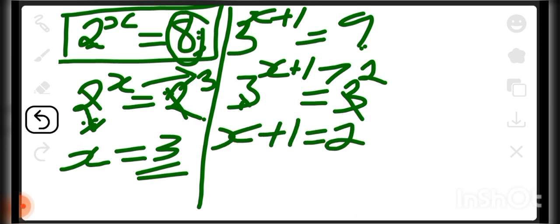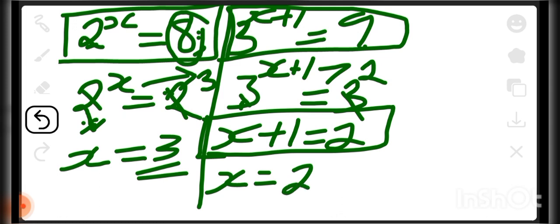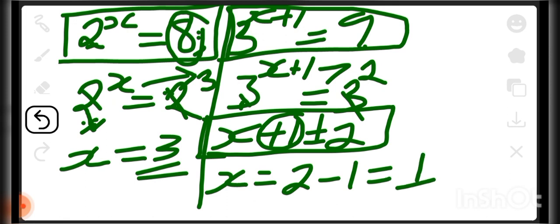So you see this equation now we are having, this one is an indicial equation. But this one now is a simple equation. So if you don't know how to do a simple equation, you may not be able to do this second equation. So you just collect like terms, move the ones that have a variable to one side, then constants to the other side. So x remains here. So I have 2. This plus 1, we change the sign to minus 1. So 2 minus 1 gives us what? 1. So x is equal to 1 in the second one.